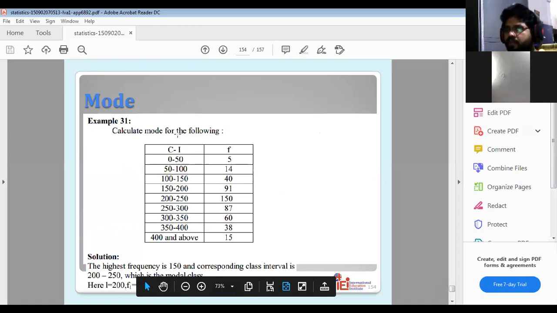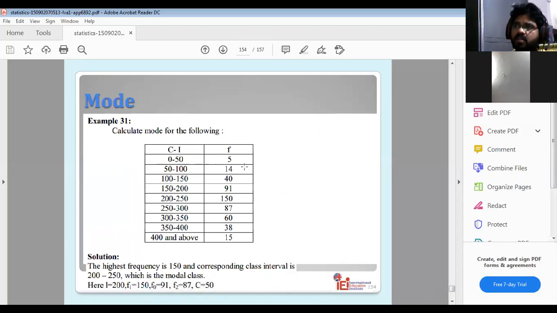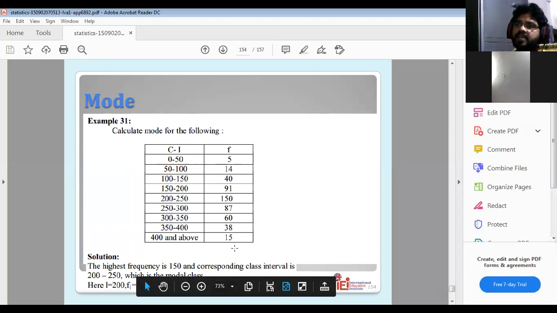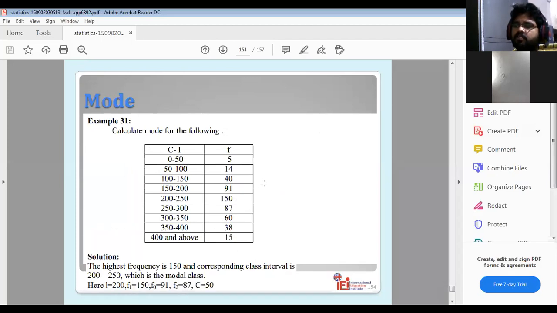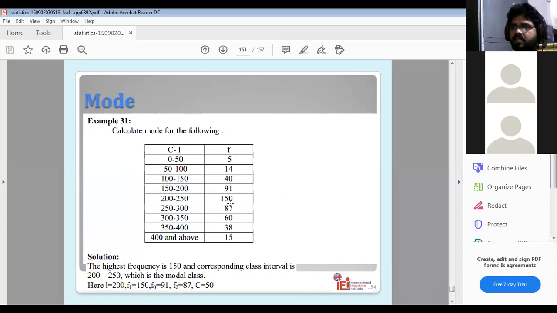Whatever data they give, we need to find the mode, which item is repeated the most. When you observe the frequency, which item is repeated and which is highest? Anybody can say that? Which item is highest?